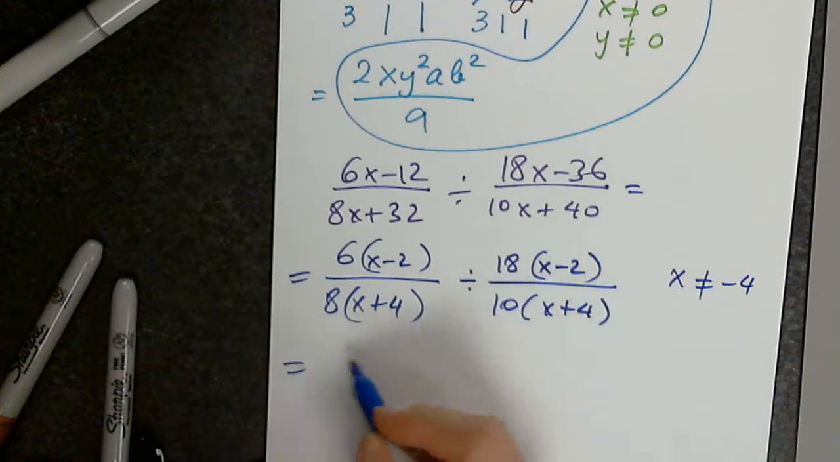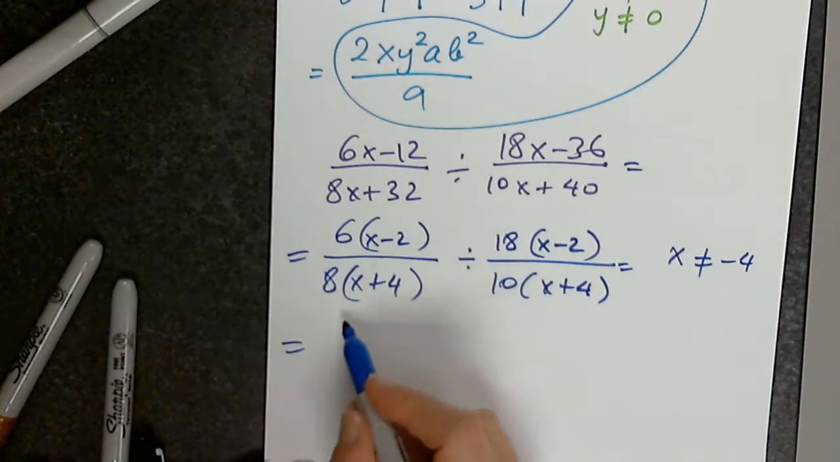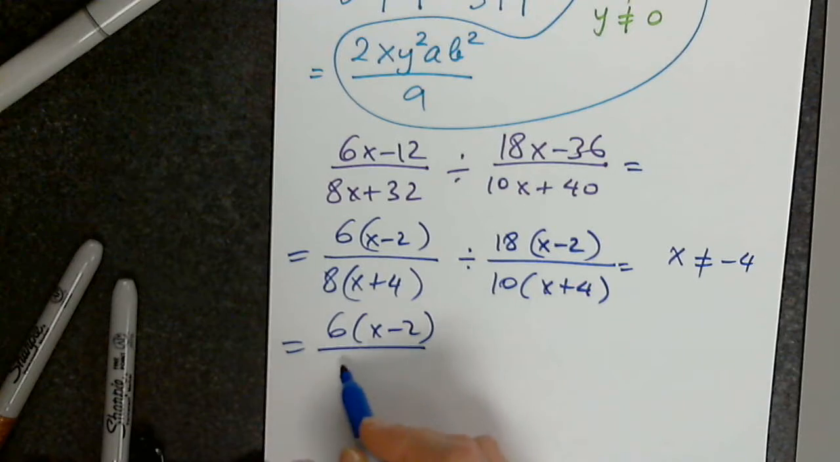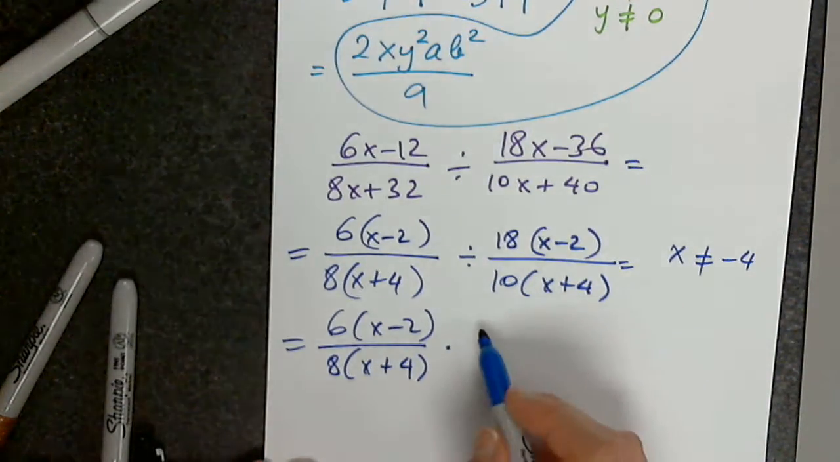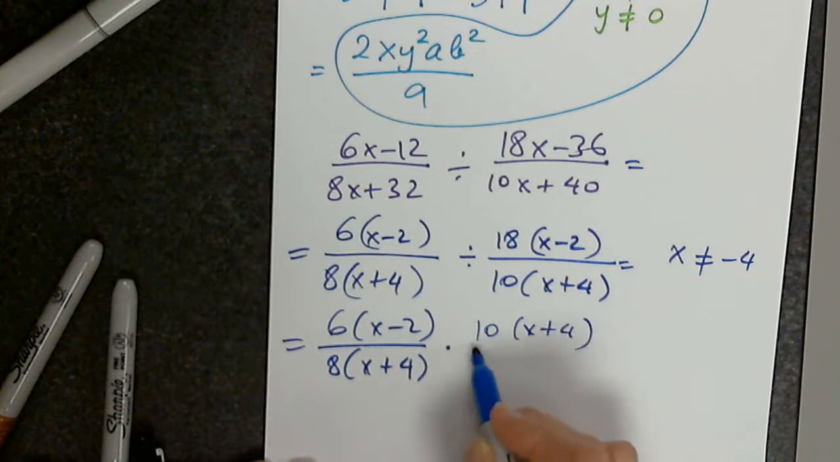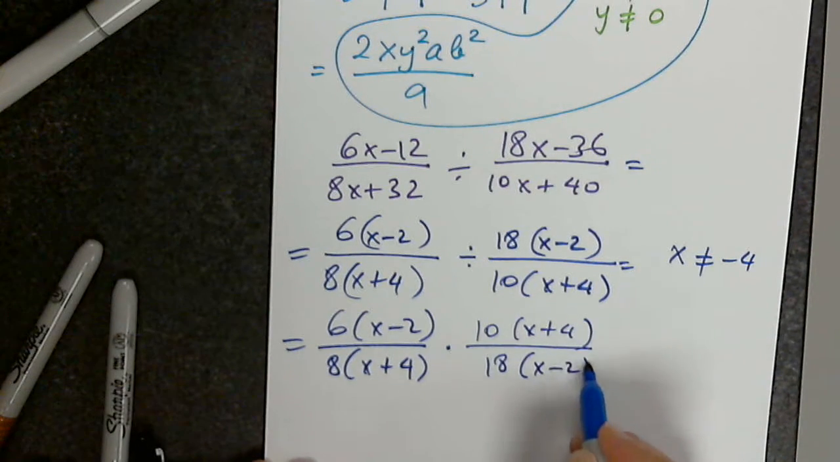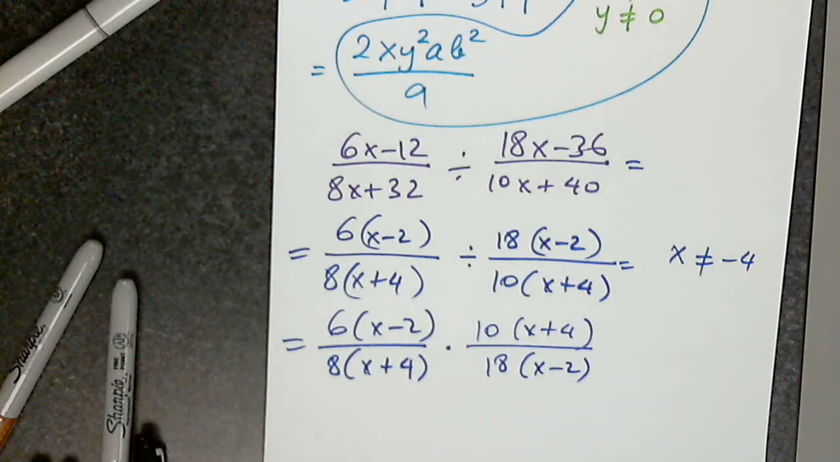Perfect. Now I have to flip. Don't simplify, don't do anything. 6 times x minus 2 over 8 times x plus 4, multiplied by 10 times x plus 4 over 18 times x minus 2. By simply flipping this fraction, I have obtained a new denominator. That new denominator needs a restriction now. As you see in the division, we state restrictions in two stages. In the division stage and in the product stage.